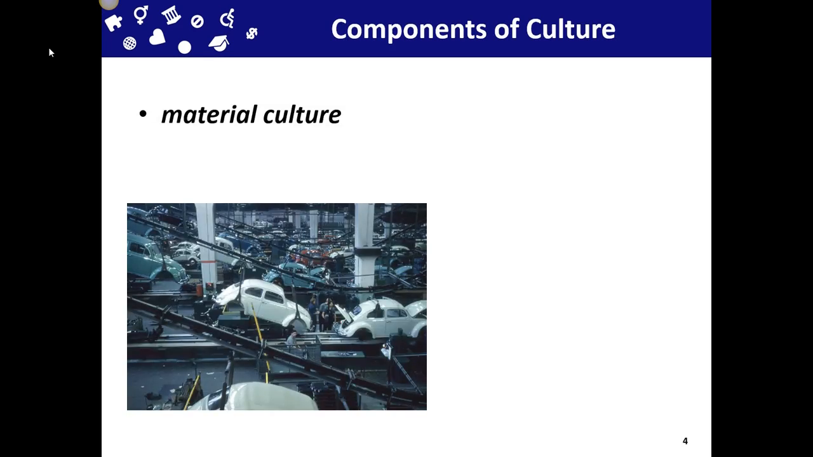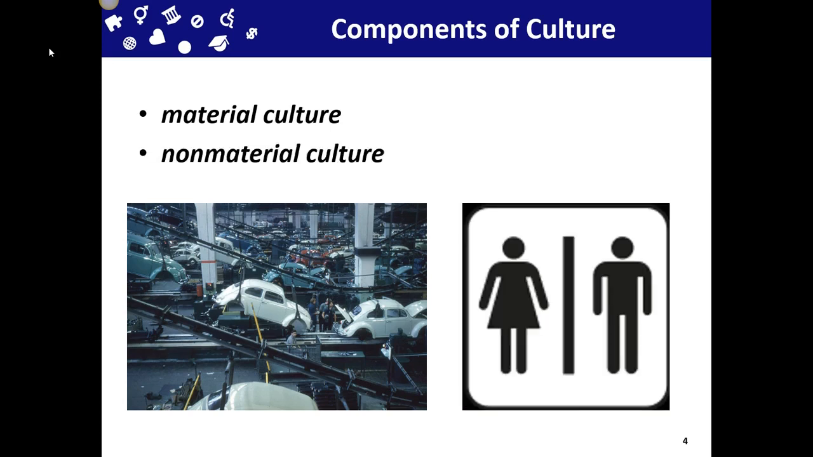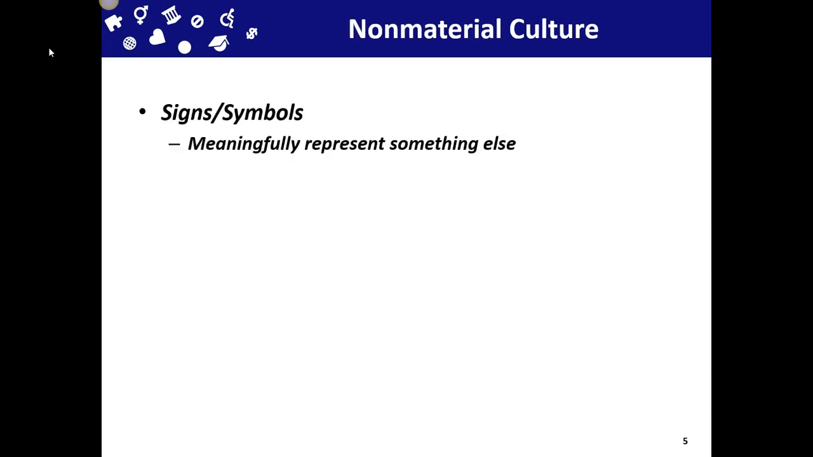So let's talk about the components of culture. There are two main components, as your book talks about. We've got material culture, the physical objects that we use in our everyday lives, so things like cars are part of material culture. And then we've got everything else, which we classify under this large umbrella as non-material culture. Let's talk about some of those things.